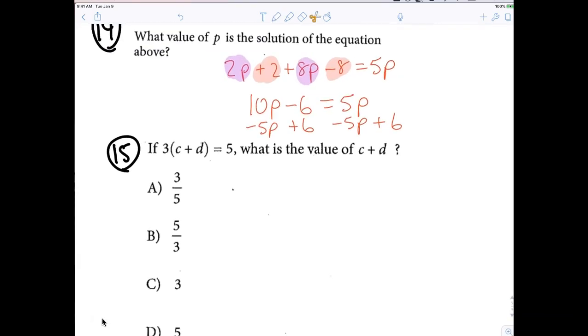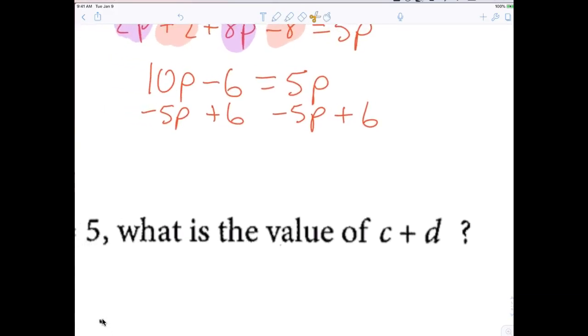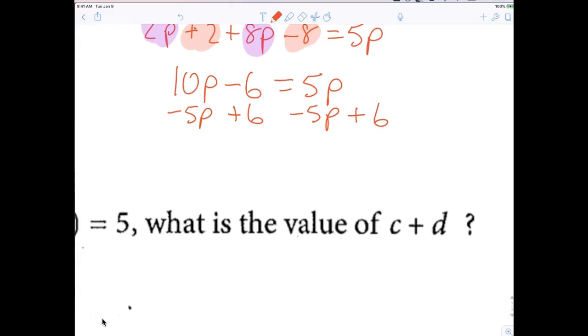So now what's 10p minus 5p? You've got to tell me what's 10p minus 5p first. That's 5p. That is correct.